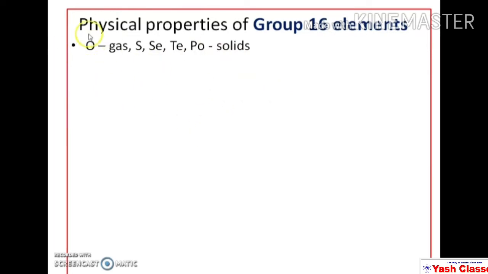So first of all, physical properties of group 16 elements. In the 16th group there are oxygen, sulfur, selenium, tellurium and polonium. There are 5 elements. Out of these 5 elements, oxygen is a gas at room temperature. Sulfur, selenium, tellurium and polonium are solids. So this is about the physical state of the elements.